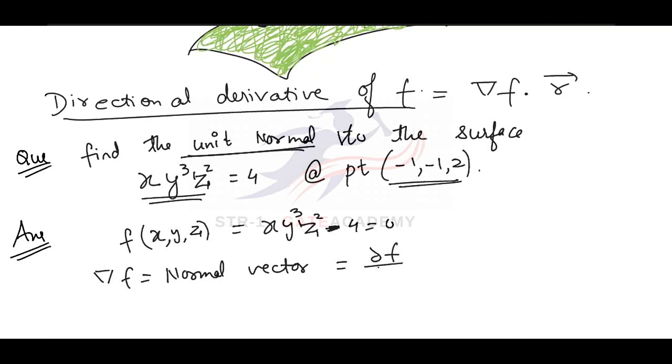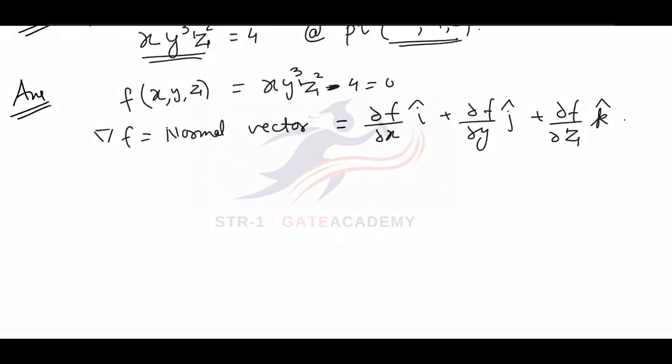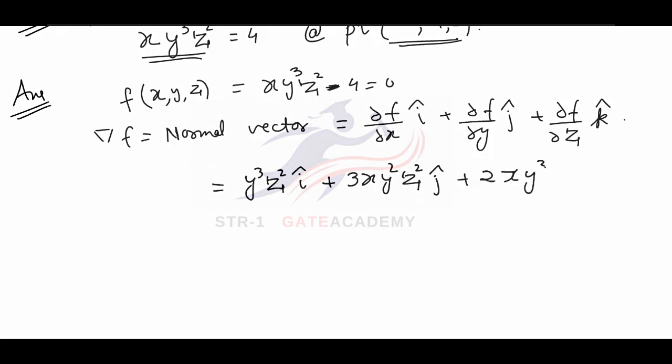So that will be nothing but del f by del x i cap plus del f by del y j cap plus del f by del z k cap, right? So very simply, first with respect to x it will become y cube z square i cap, plus with respect to y it will become 3xy square z square j cap, plus with respect to z it will become 2xy cube z k cap. Now you want grad f at the point (-1, -1, 2). If you solve it, it will become -4i - 12j + 4k.